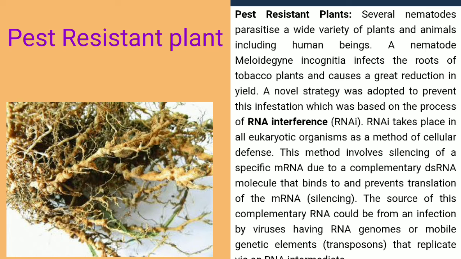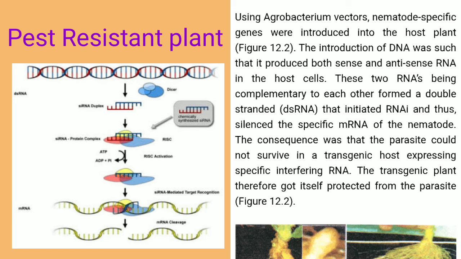And the DNA containing the specific gene produces both sense and antisense RNA in the host cell. These two RNAs are complementary to each other and therefore initiate RNA interference, which silences the specific mRNA and thus interferes with the host-pathogen interaction. The pathogen cannot survive in such a transgenic plant. The plant is eukaryotic and the bacterium is prokaryotic. So in that way also, an organism which bears genes of other organisms is a result of genetic manipulation.